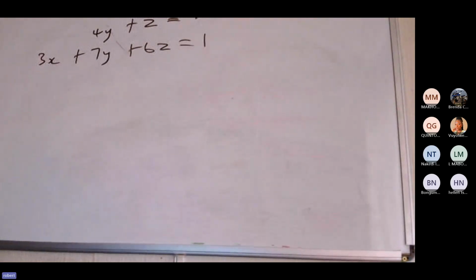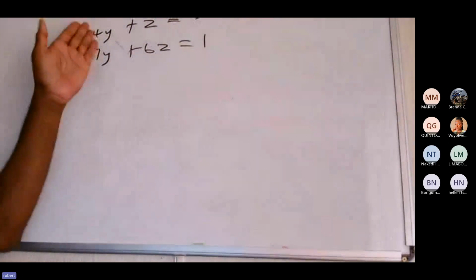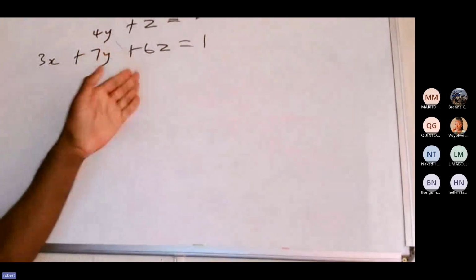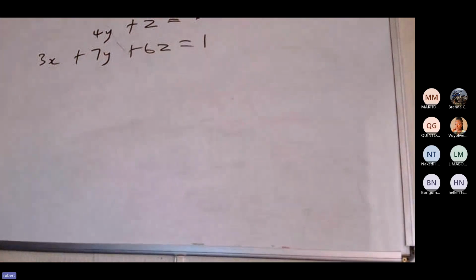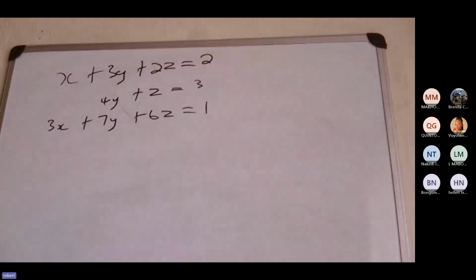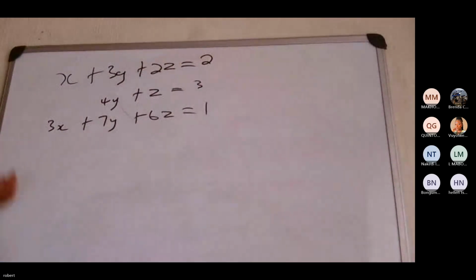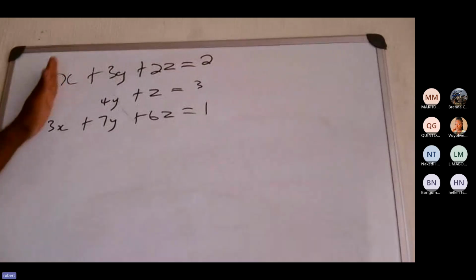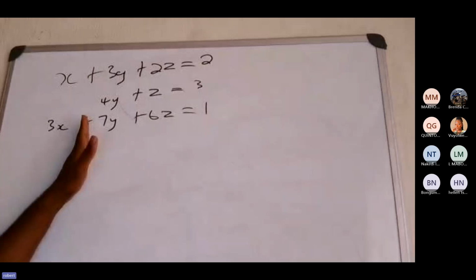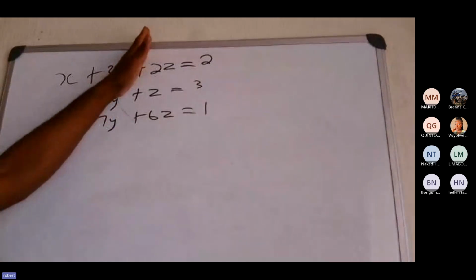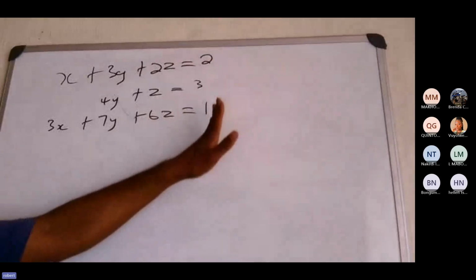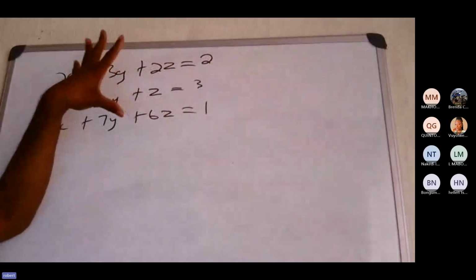So what do you do? Check first whether your linear system is in standard form. Is it in standard form? All the x, they are the first terms. What about the y's? They are the second terms. So what about the z? They are the third terms. Are all the constants isolated on the right side? Yes. Therefore, this is in standard form.